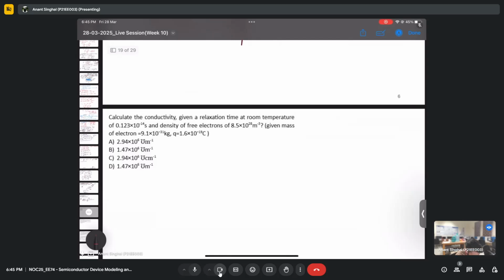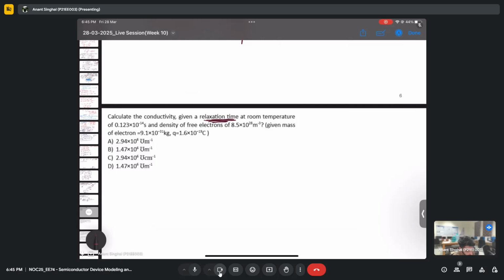Okay, the next problem is: calculate the conductivity given the relaxation time. We discussed relaxation time in the previous lecture, and we even discussed the numerical in maybe the third lecture of this course. At room temperature, the relaxation time is given, the density of free electrons is given, and the mass is given. So you need to find the conductivity. Do you remember any formula that can be related to this? Conductivity depends on tau and mass, tau by m. Yes, you're in the right direction.